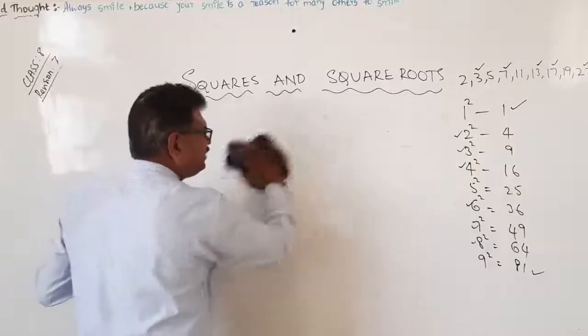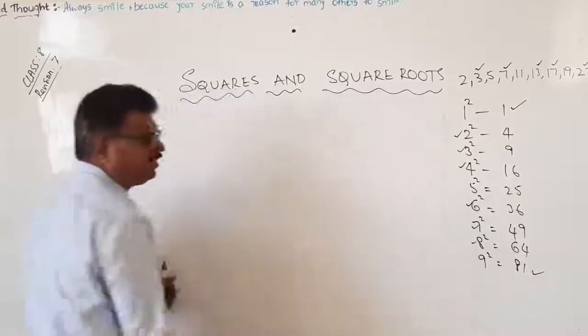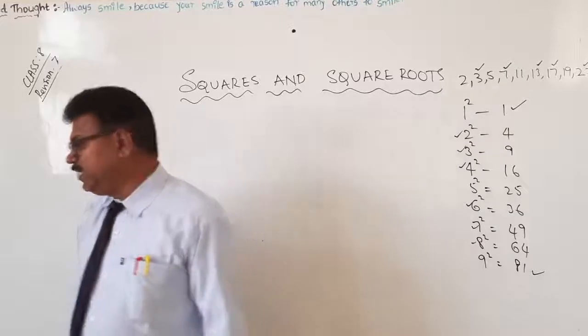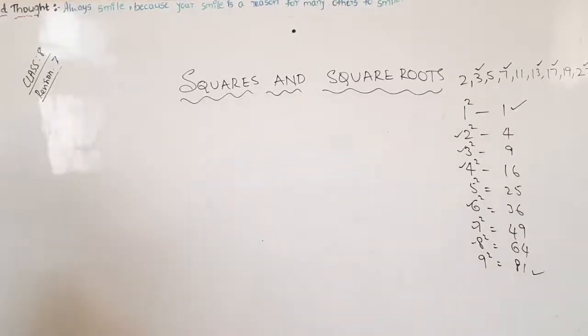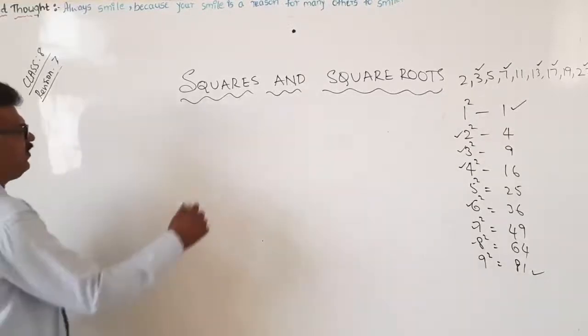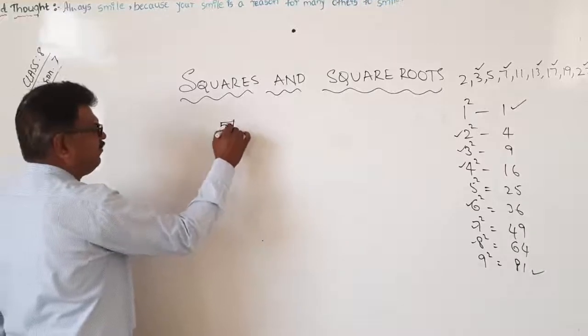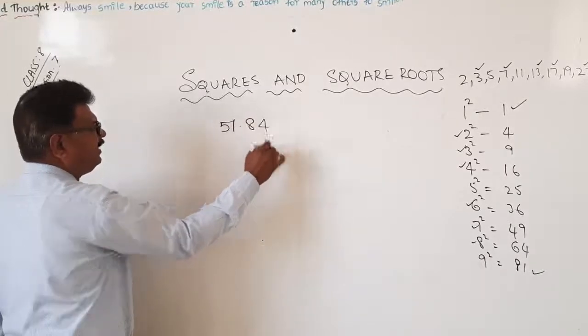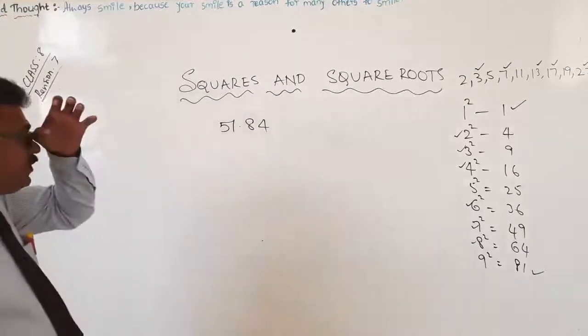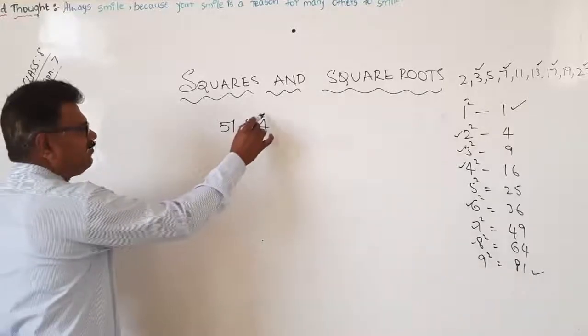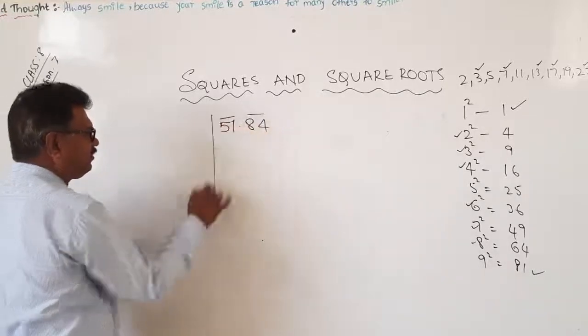The last aspect is how to find out the square root of decimal numbers. So decimal numbers we can find out very easily. For example, 51.84. First you see, same pair and pair.